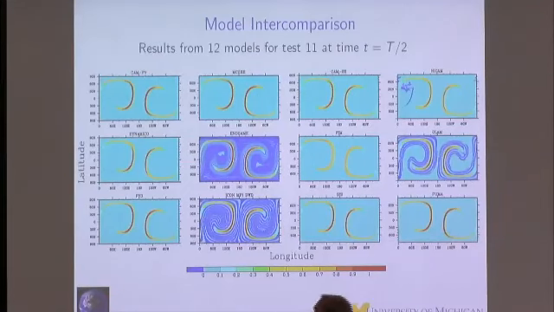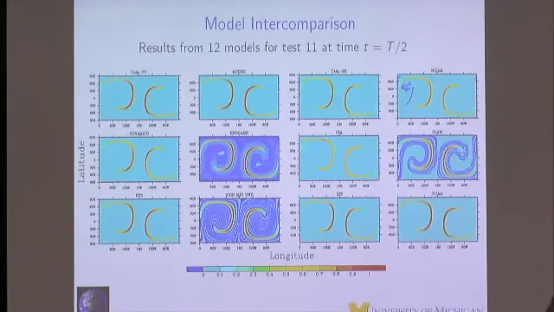So, as I said, we can put all these together. We can use all the results we got from DCMIP. So we had 18 models there. This is a snapshot of 12 of them. This is the test 1 that we showed at halfway through the simulation. And it allows us to look at all the models and compare how they're doing.